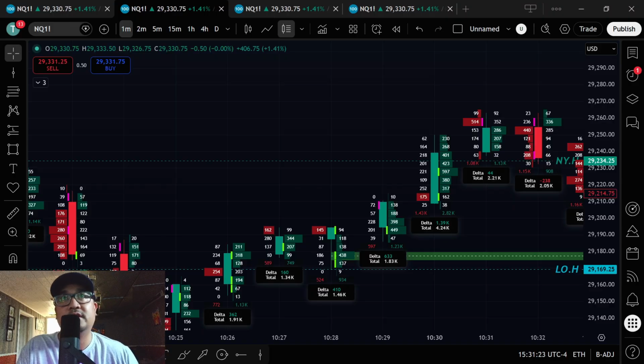Let me know what you think. Put these footprint charts on your charts, and let me know. Comment below and let me know how it goes for you.